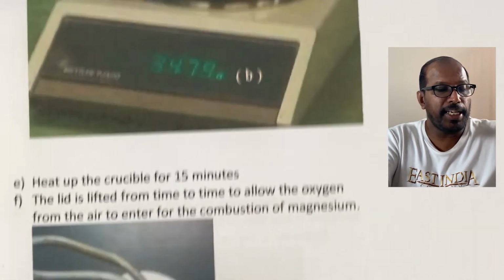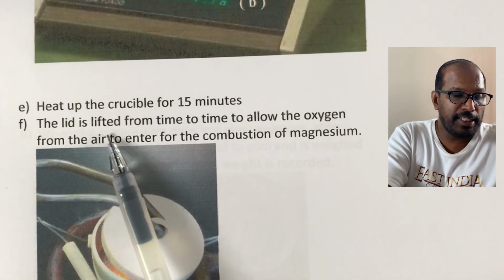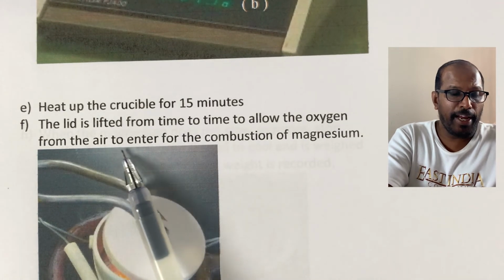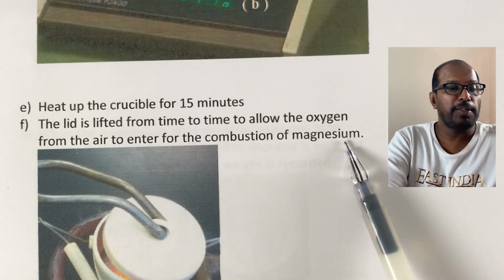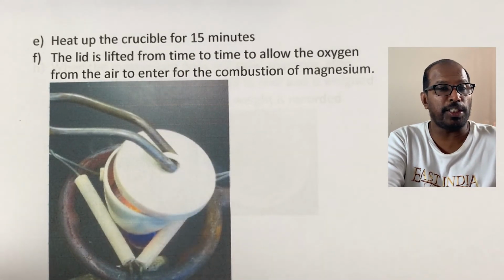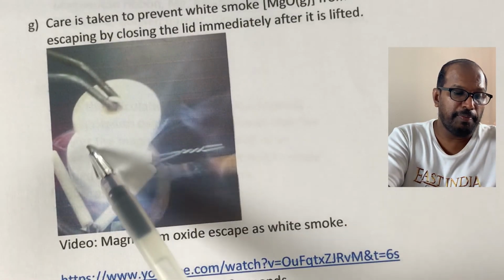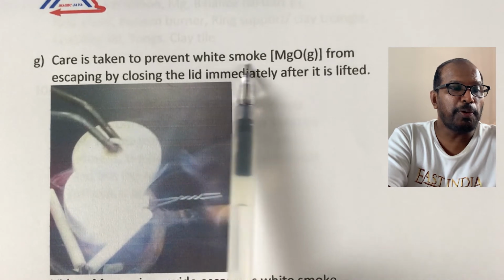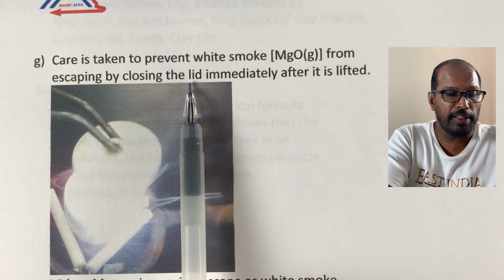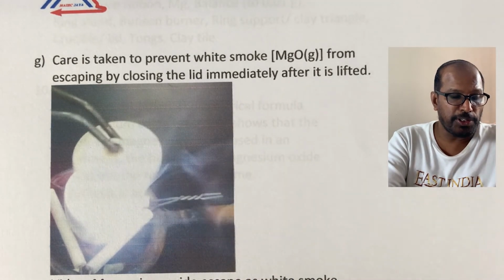Then we will heat it up. The next step is to heat the crucible for about 15 minutes, and the lid is lifted from time to time to allow oxygen from the air to enter for the combustion of magnesium. So this is how we open it slowly, just a bit like what is shown in the diagram. Care needs to be taken to prevent the white smoke of magnesium oxide from escaping by closing the lid immediately after it is lifted, and this becomes a precaution.